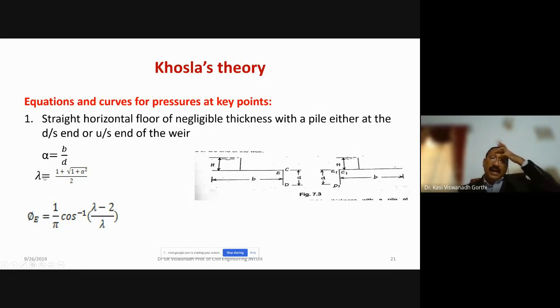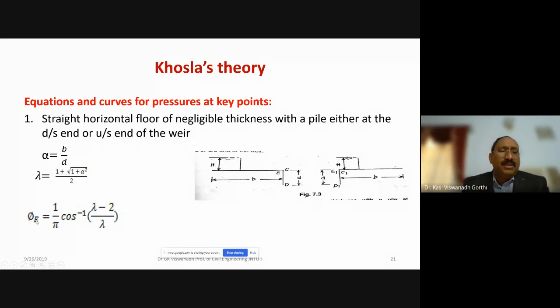Calculate lambda as (1 plus square root of 1 plus alpha square) by 2. Calculate the value of alpha. So once alpha is known, lambda can be calculated. If lambda is known, the pressure at the point E can be calculated by making use of the transformation provided by Khosla.